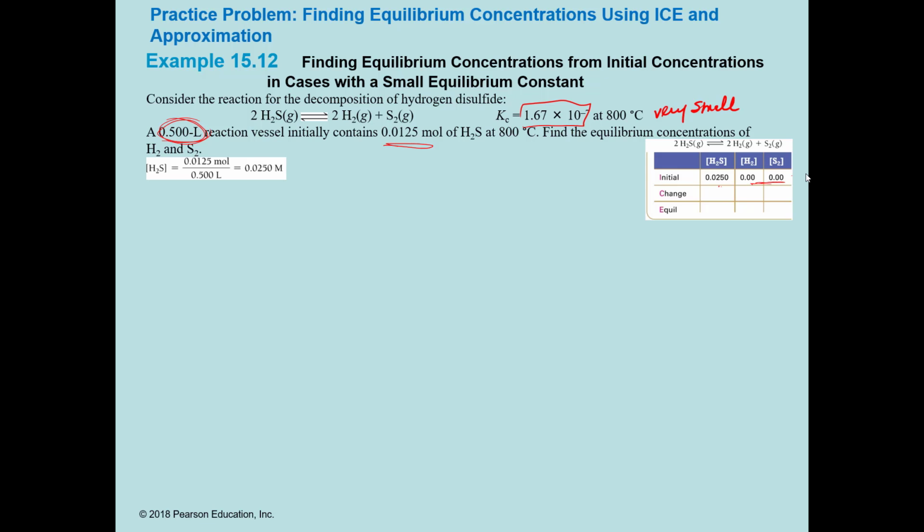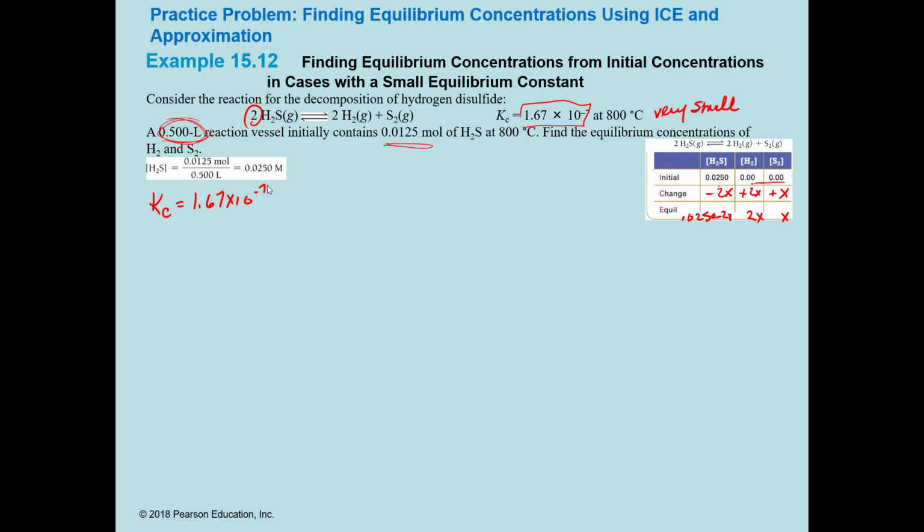So 0.0250. All right, and so we have 0 for these, since they are the products. So that means that I'm going to go down with my H2S, and it's got 2 moles, so it's minus 2x, and my H2 is plus 2x, and my S2 is plus x. So my equilibrium concentration for this one is going to be 0.0250 minus 2x, and x. All right, and that doesn't look like a square, so oh no.